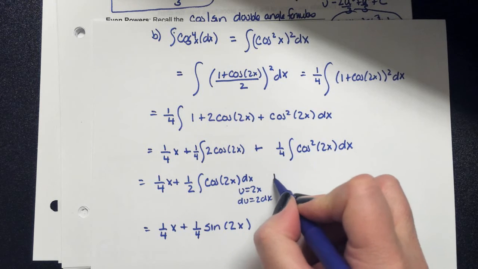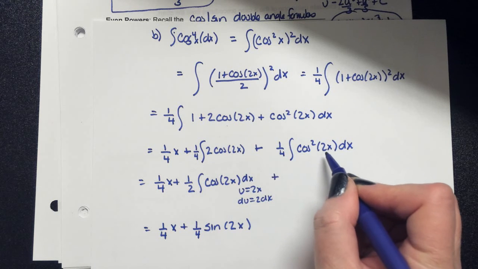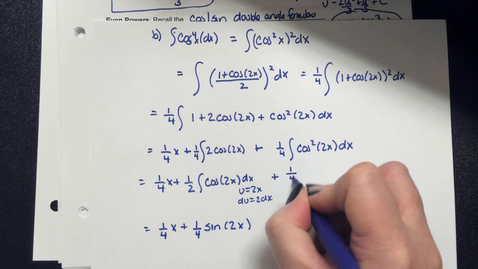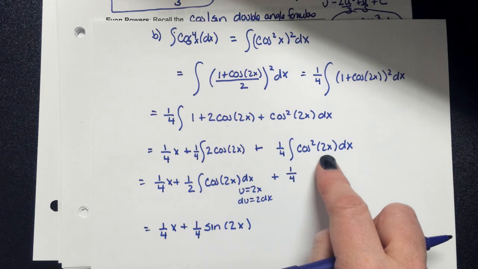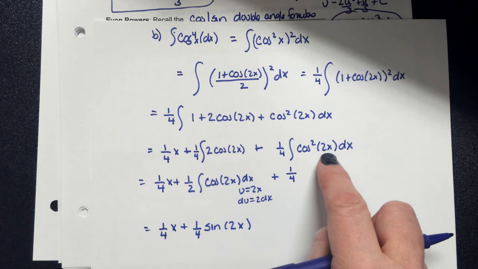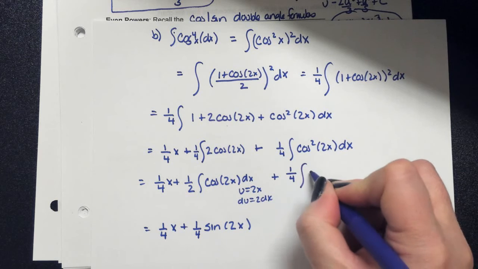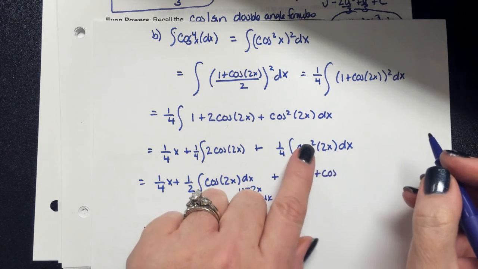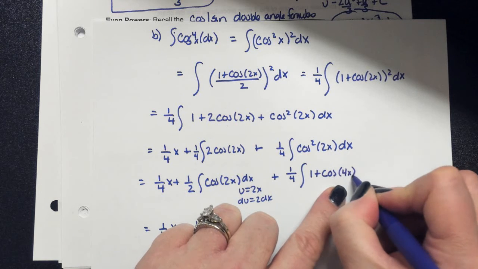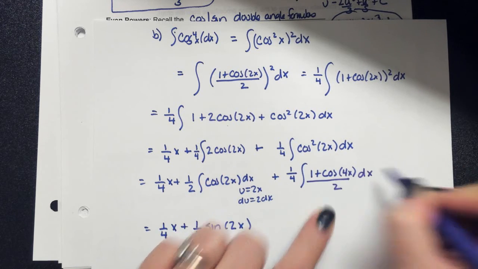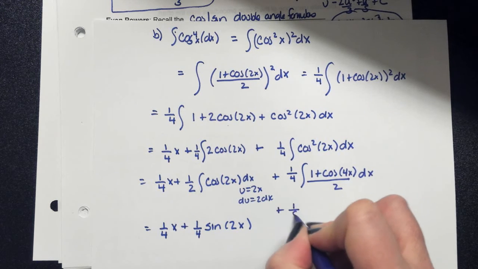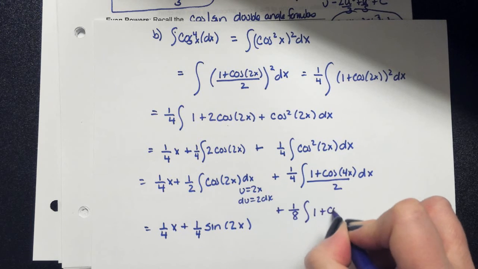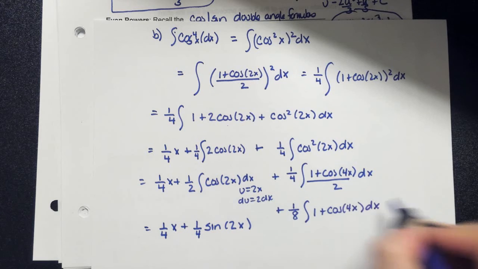So now let's talk about how I'm going to integrate this 1/4 times the integral of cosine squared 2x. I'm going to have to do a double angle substitution. Now, this is cosine squared of 2x. Because it's not just an x, I'm going to have to rewrite this as 1 plus the cosine of, now again, 2 times 2x, which will give me a 4x, all over 2 dx. So I can pull that constant out, so that's going to give me a 1/8 times my integral of 1 plus cosine of 4x dx.